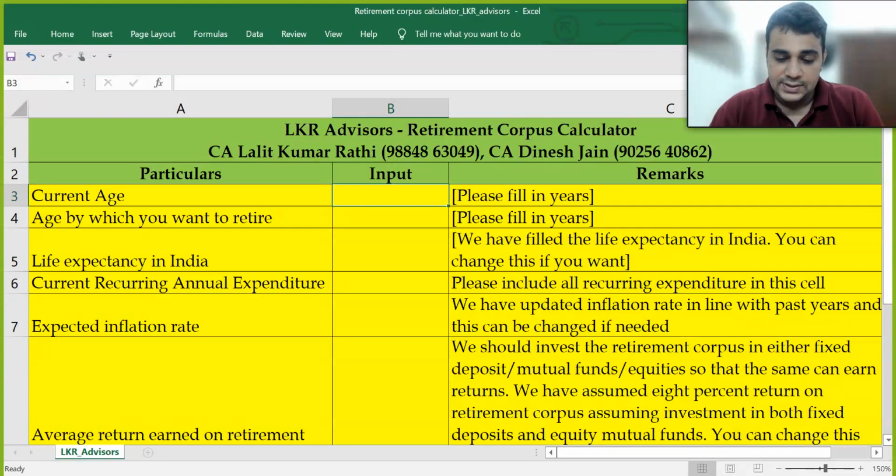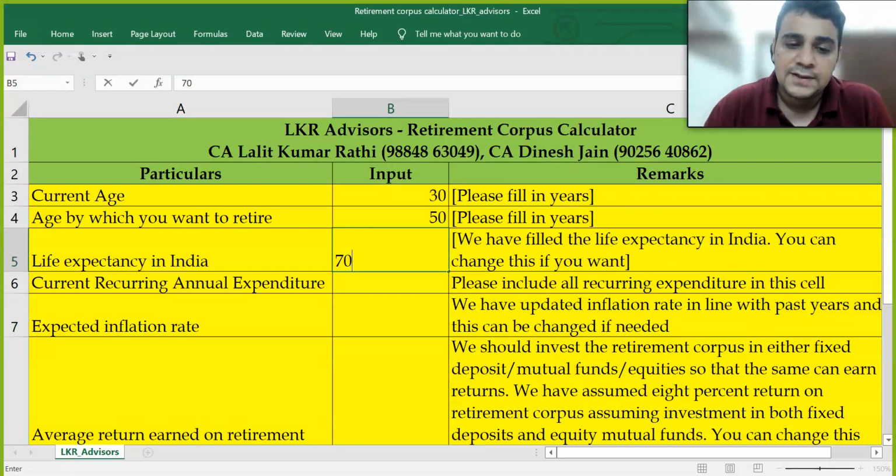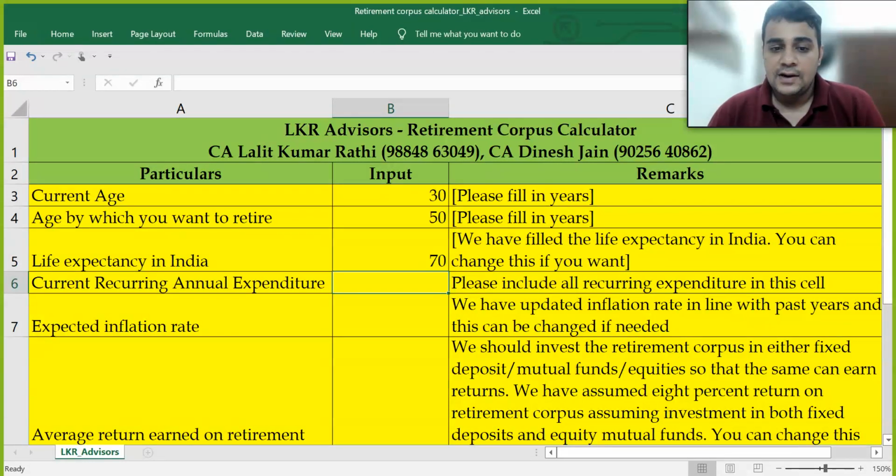Current age, let's assume a person is currently 30 years of age. Then the age by which you want to retire. Some people may want to retire by the age of 40, some by 45, some by 35, some 50, 55, whatever. Let me take it as 50 years. Then I need to take the life expectancy. Considering the current situation in India, the life expectancy is around 70 years, which indirectly means that you are likely to have 20 years of post retirement life.